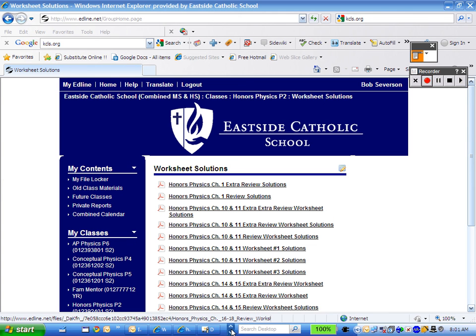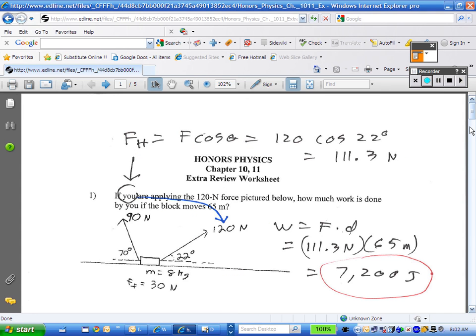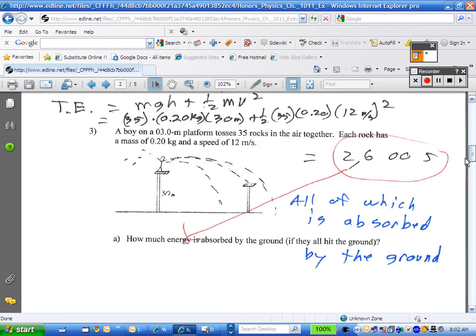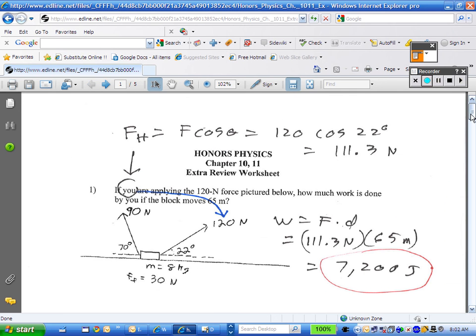This is what I find to be very useful in preparing for the exam. So here's an example. Chapter 10 and 11, extra review worksheet. I've given problems here. Students have worked on them. But as you see, here is the way that I solve all the problems. And students will find this to be very useful. So those are most of the hints that could get you started on using Edline. And you'll find others as you try it. Hope this has been very helpful.